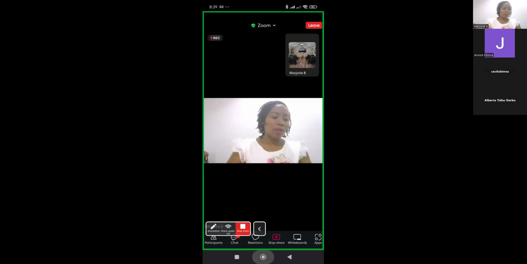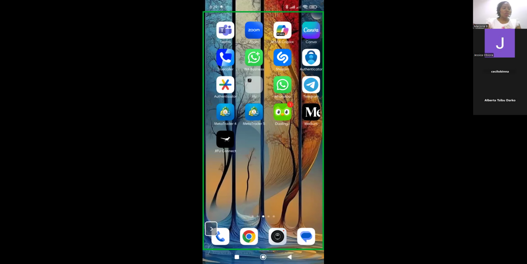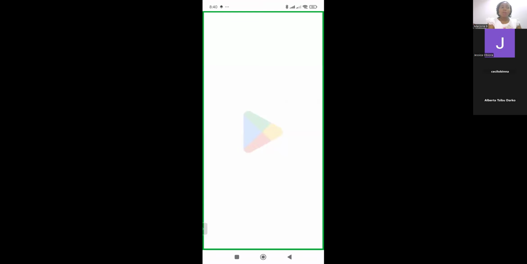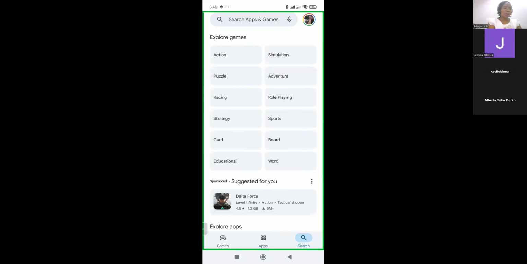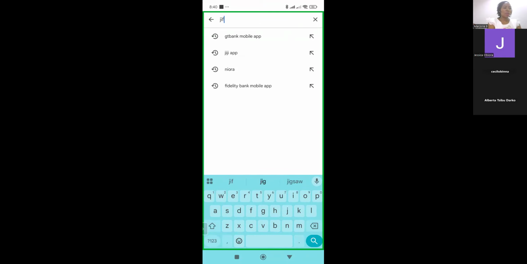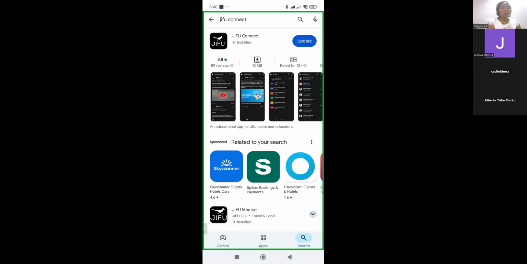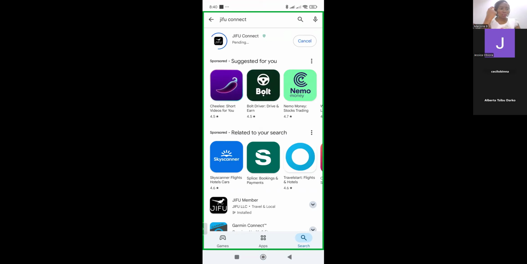Okay, all right, so this is the JIFU Connect app. First of all, if you're new and you've not downloaded it, you have to go and download the app in the Google Play Store, or the Apple Store if you use an iPhone. You can see I've already downloaded it. Let me update it, because I might open it now and it will tell me to update. So you download the app.